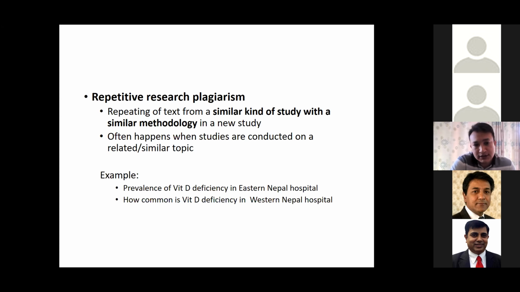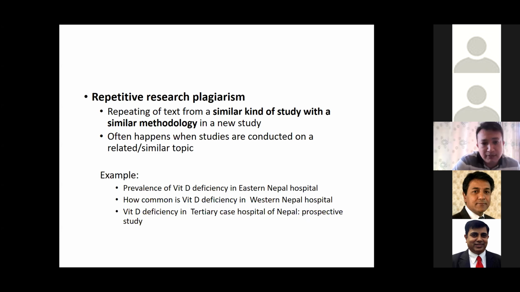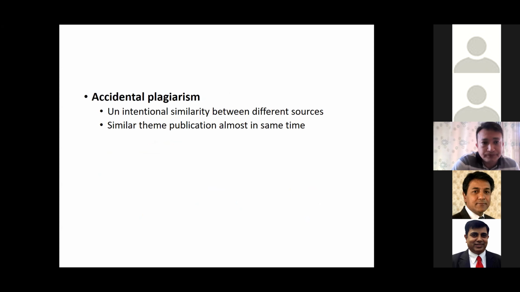And if some authors studied and published how common vitamin D deficiency is in a Western Nepal hospital, and then a third author studied vitamin D deficiency in a tertiary care hospital in Nepal, a prospective study. More or less, all these 3 studies are based upon the same theme, and the methodologies are also more or less the same. So they are more likely to have repetitive research plagiarism if they do not take care while writing the articles.